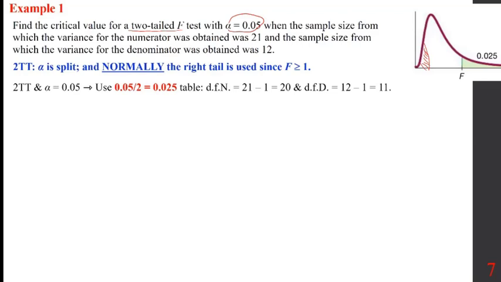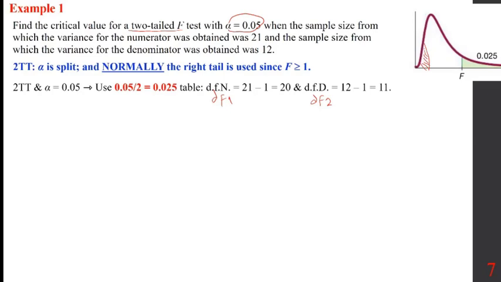That's why alpha is split. Normally it's a right-tail test, remember that? Since we try to use F larger than or equal to 1. It's a two-tailed test. Alpha is 0.05, cut it in 2, you get 0.025. Now, when you go to the table, the DFN, degrees of freedom for the numerator, we call it DF of numerator or DF1, DF of the denominator or DF2, depending on the text. They may specifically say DF of numerator and DF of the denominator. They may say DF1, DF2, as you saw from the table.